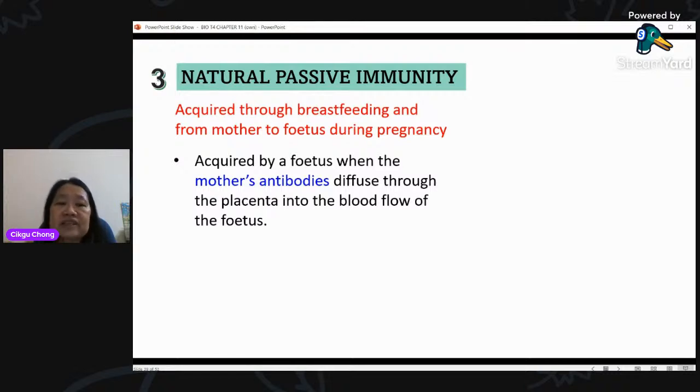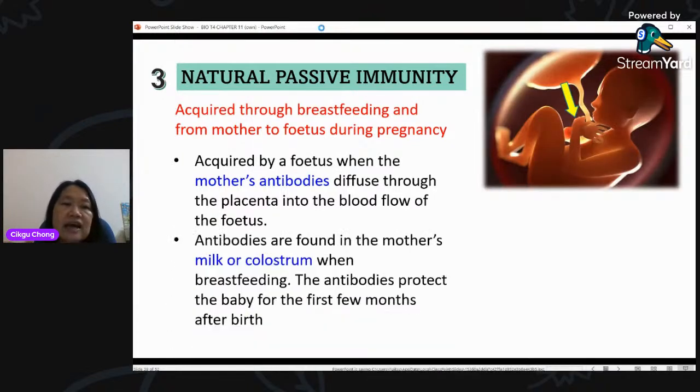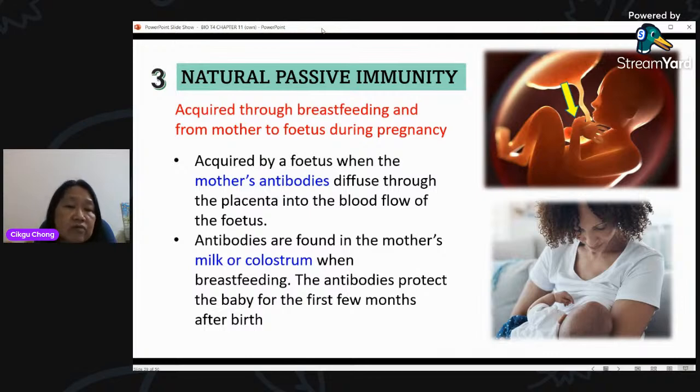So acquired by a fetus when the mother's antibody diffuses through the placenta into the blood flow of the fetus. So the baby gets the antibody directly from the mother through the placenta. Of course, also through the umbilical cord, right? Like here. Okay. And the antibodies are also found in the mother's milk or colostrum.